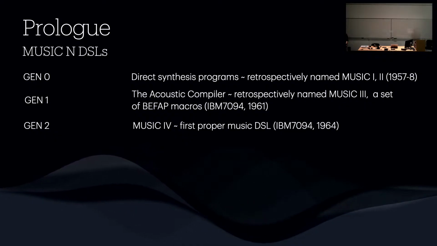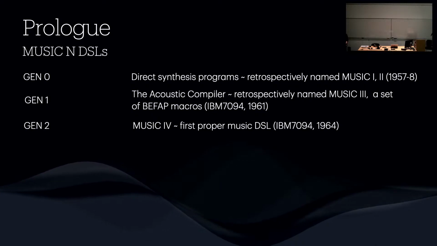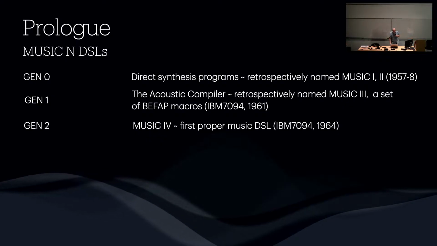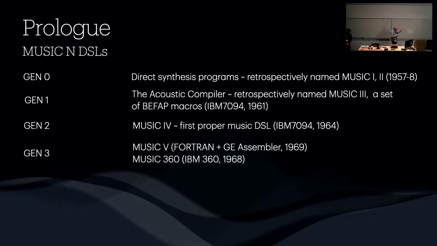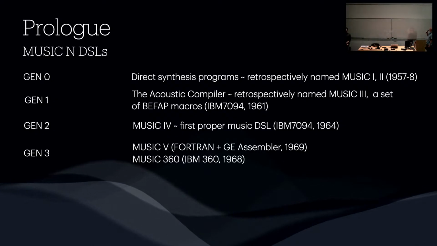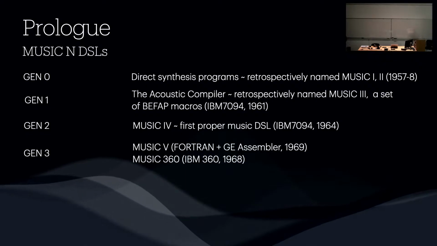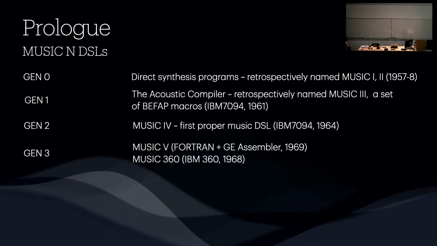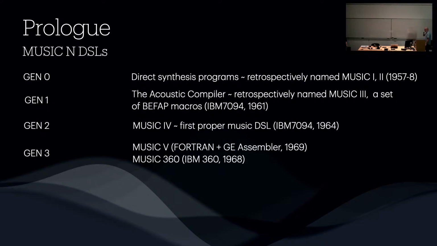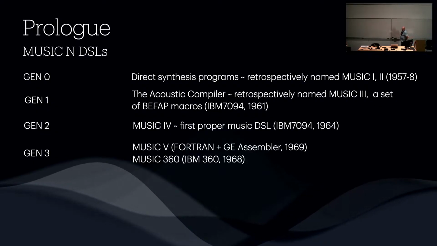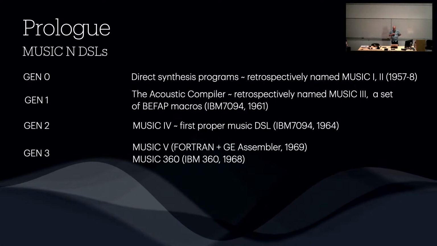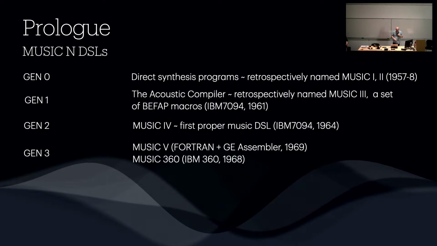You can see in the manual. It's the first proper music DSL. It's a really complex system, very influential. And from there, almost all the DSLs evolved. So the third generation is what came after that. Music 5, which was mostly Fortran, but there was a bit of assembler in it at the start. Music 360, which was written in IBM 360 code. So that was from 1968.